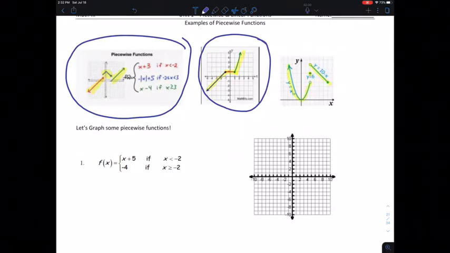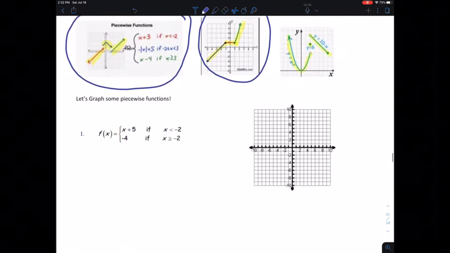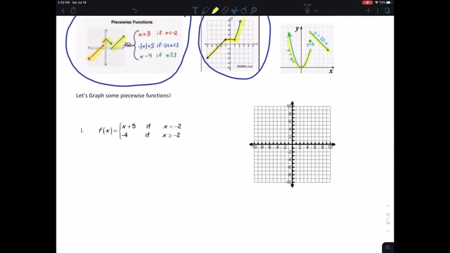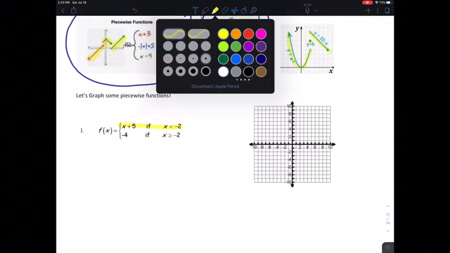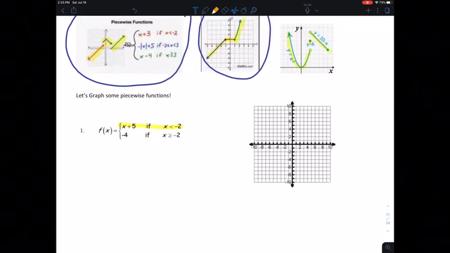A piecewise function can have an infinite number of pieces. The ones we do in this class will generally be between 2 and 3 pieces. And in this unit, we are only doing linear functions. Okay, so let's do this first example, and all we're doing is just graphing. So I want you to see that this function has 2 pieces. The first piece is what happens when x is less than -2. The second piece happens when x is greater than or equal to -2.